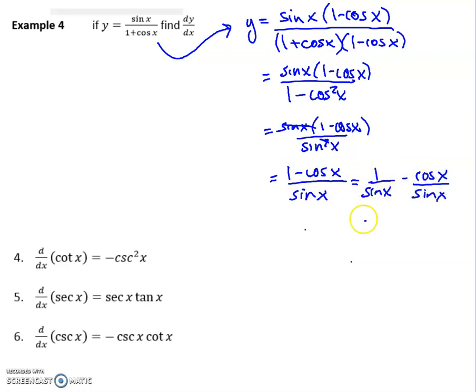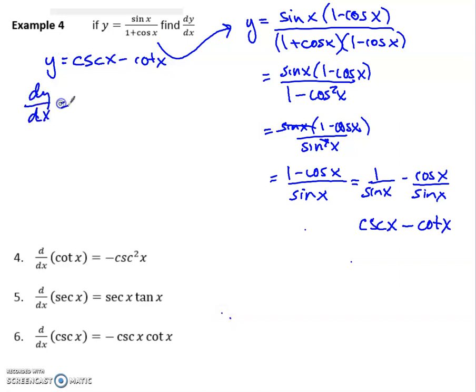And this is really cosecant. And this is really cotan. So I'm going to come back over here. This is what I'm actually going to take the derivative of, and that's way easier to do. So the derivative of y with respect to x is, well, cosecant is negative cosecant cotan x, minus the derivative of cotan, which is negative cosec squared x.